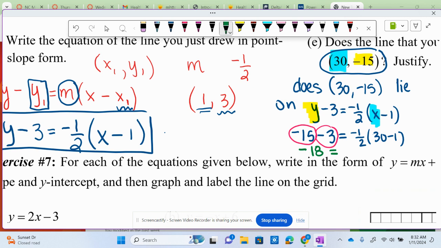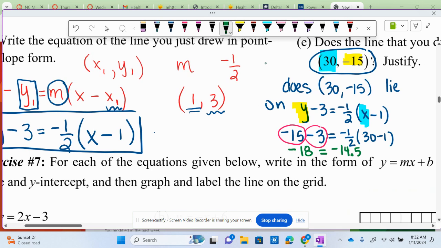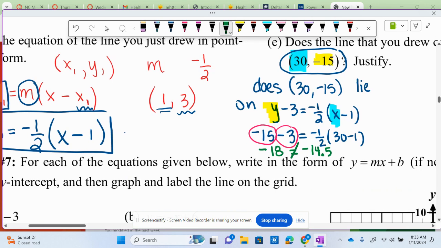Half of 30 is what? 15. So half of 29 is 14.5. So this says that negative 18 equals negative 14.5. Is that true? Does negative 18 equal negative 14.5? No, that's not true. Like you thought I meant, did we do the math correct? Well, yeah, we did the math correct, but do we get a true statement? No, this is false.